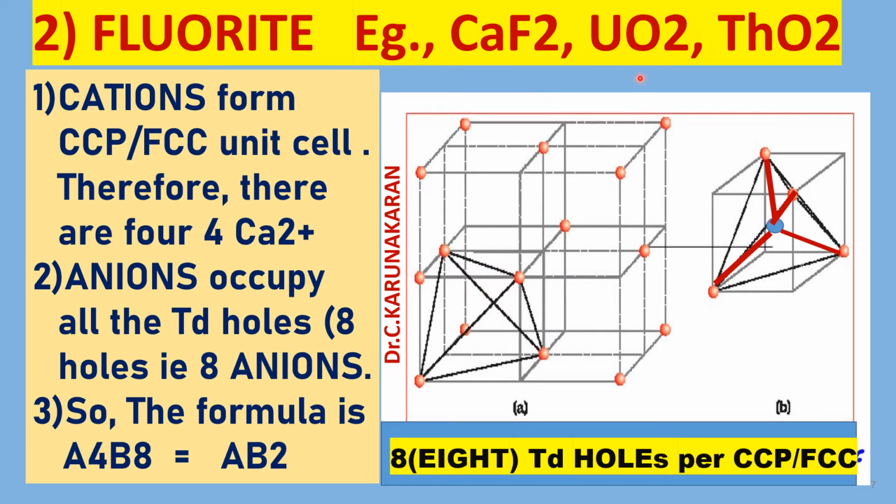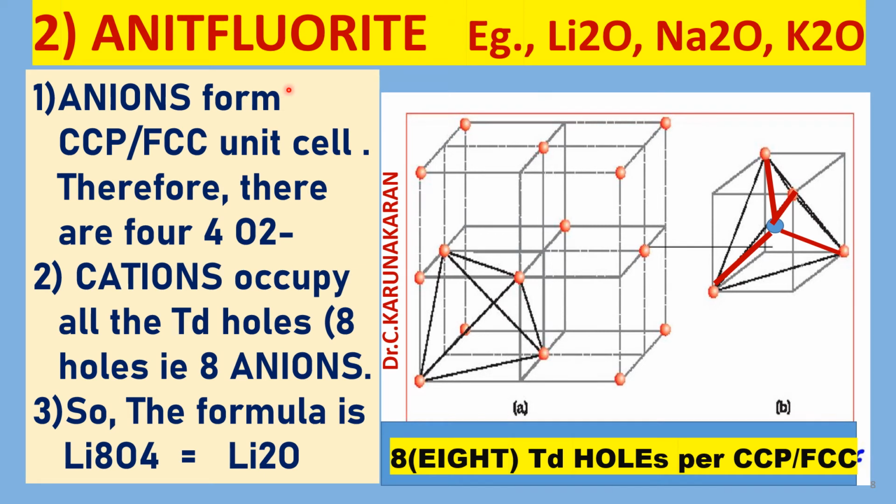I have already mentioned this. Therefore, the O2- anions occupy all the tetrahedral holes. All 8 tetrahedral holes are occupied by the oxide. So the formula is A4B8. On taking the ratio, the formula is AB2. So this is of AB2 type.